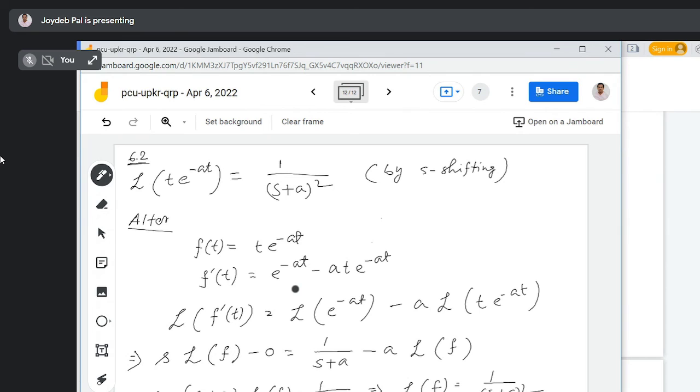That's all for today. In the next class, I will show some other applications of derivatives, and then we will solve some ODEs.